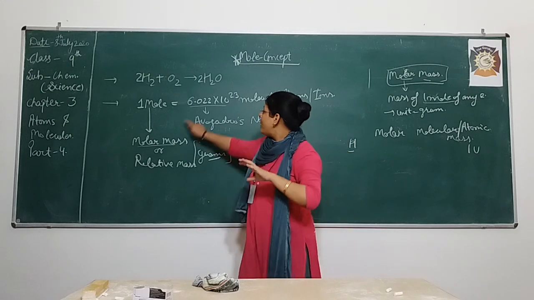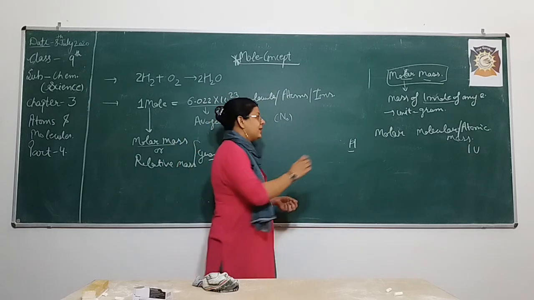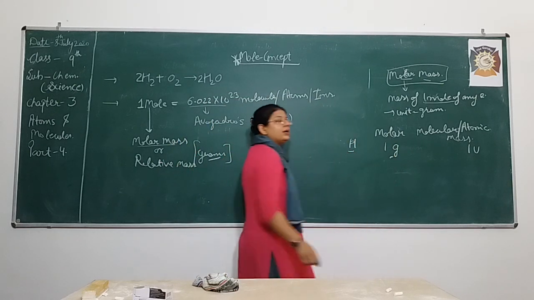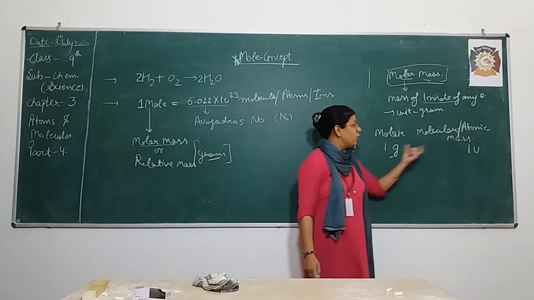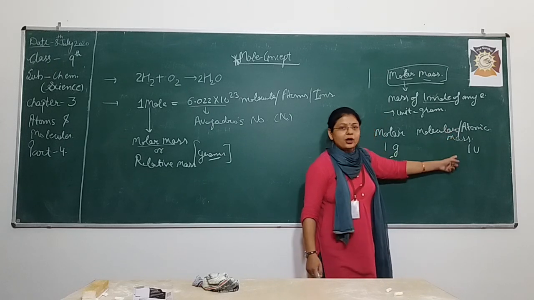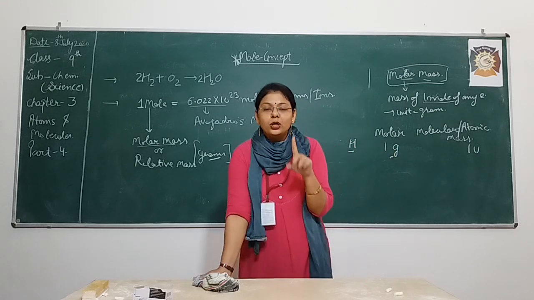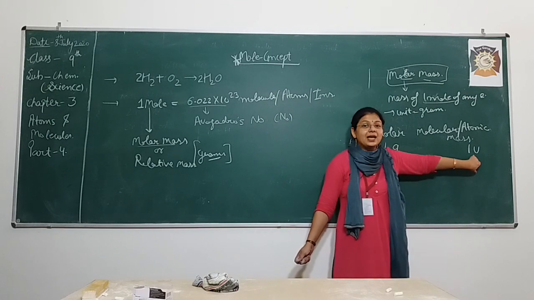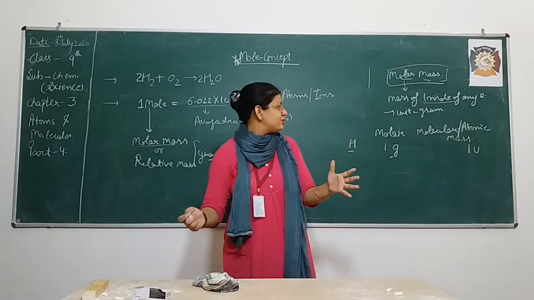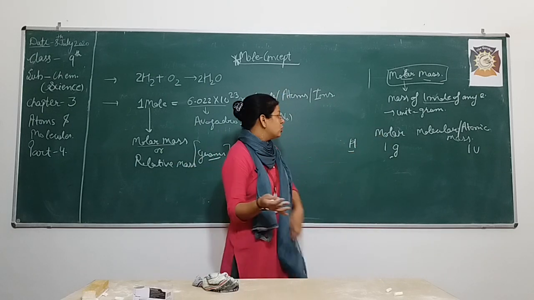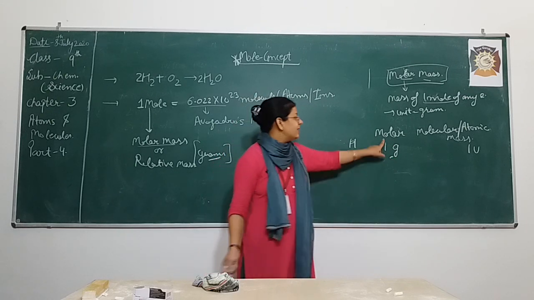But if I am having 6.022 into 10 raised to the power 23 molecules of hydrogen, then its mass is 1 gram. So what I want to say is the magnitude, that means the numerical value of molar mass or molecular or atomic mass is the same, 1, but the unit is different. If I am talking about only 1 atom, then the unit is U, that is atomic mass unit. But if I am talking about 6.022 into 10 raised to the power 23 atoms at a time, then I am talking about the molar mass, the mass of 1 mole, and the unit is in grams.